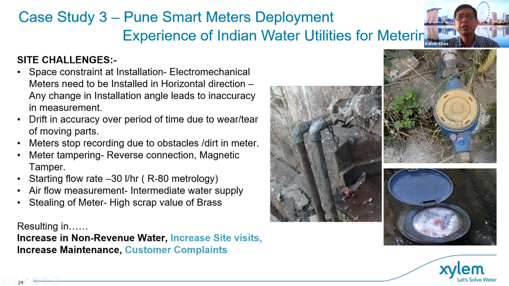Traditional meters are installed horizontally, and once they are installed vertically, the accuracy is out. So they have a lot of losses in terms of apparent loss. And then they have a lot of air flow measurement issues, especially in intermittent water supply, where there are times when there's only 1 or 2 hours of water supply a day. That really affects the customers as far as non-revenue water is concerned. And not to mention stealing of meters because of the brass value. So these are a lot of the common problems that customers can see in other parts of the world.